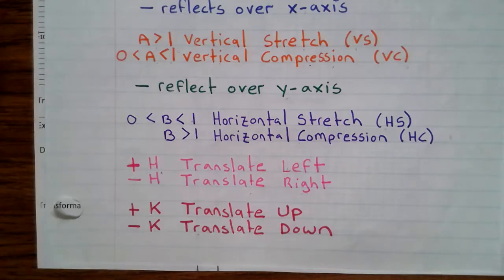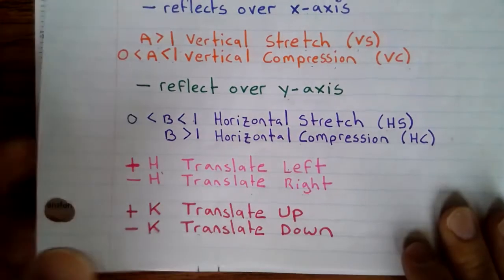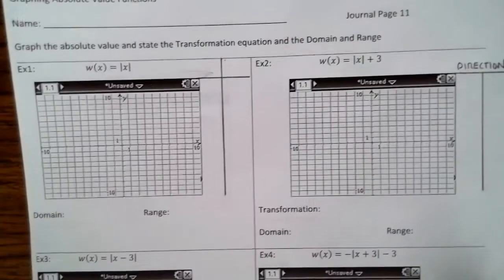When it's plus h, it translates left. When it's minus h, it translates right. When it's plus k, it translates up. And when it's minus k, it translates down. If you would, update your notes. Okay, now your notes are updated. Let's take a look at the examples.